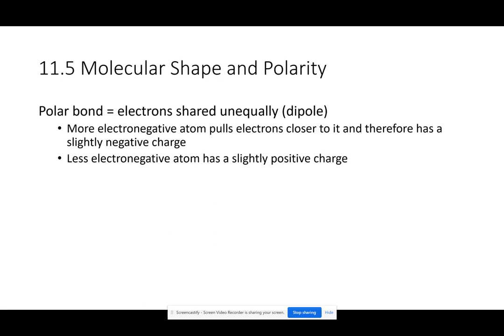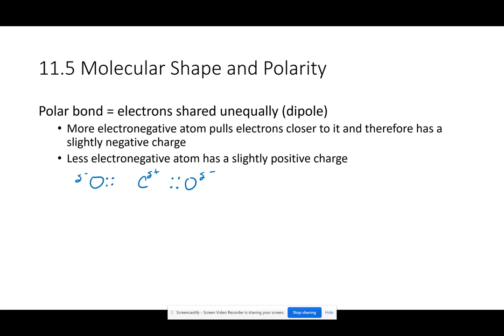So in a polar bond, electrons are shared unequally. The more electronegative atom is going to pull electrons closer to it and therefore will have a slightly negative charge. The less electronegative atom will have a slightly positive charge. So carbon dioxide, for example, oxygen is more electronegative than carbon. We know at this point that it's a double bond, right? Because we've done this molecule quite a few times. And so the oxygen is going to pull the electrons closer to it. So each oxygen will have a partially negative charge and the carbon will have a partially positive charge.